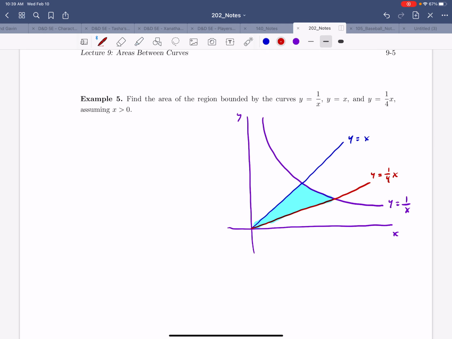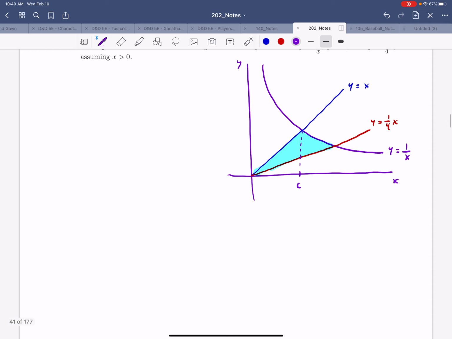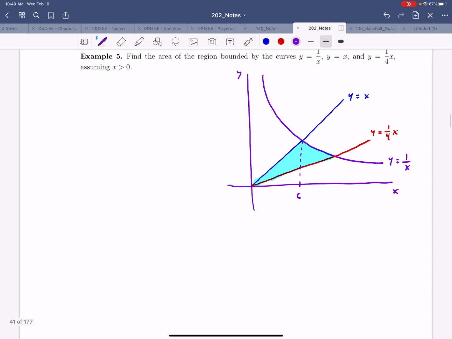The thing that's a little bit different from this problem, from the previous problems, is that here, if you look at the region, you can tell that there is some number c that denotes a split in the region. But the bottom curve is actually the same. The upper curve actually changes. So just keep that in mind. This is an example of a situation where you really need to sketch the curve in order to see what's happening.